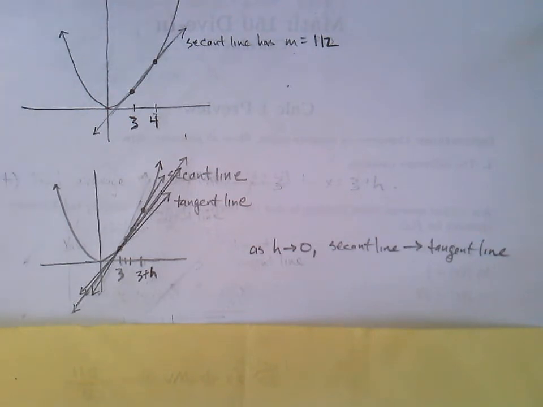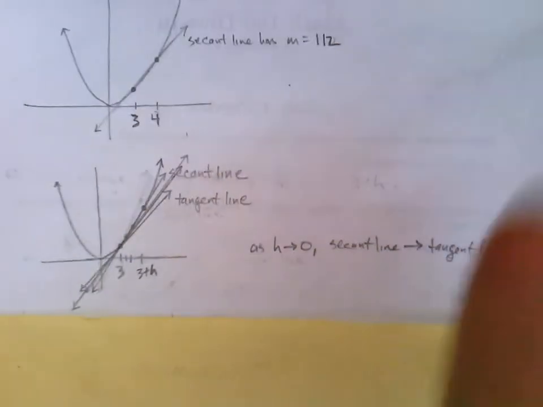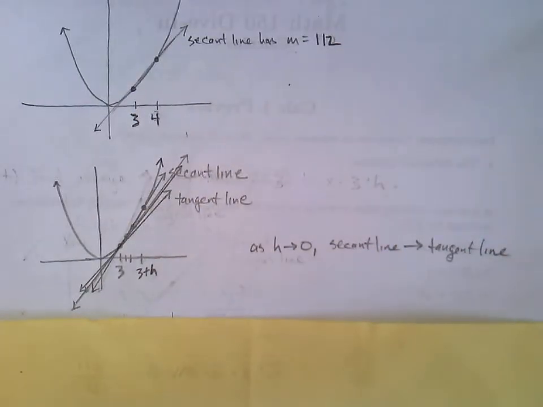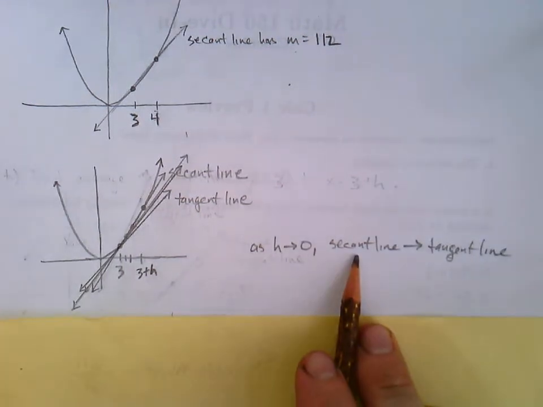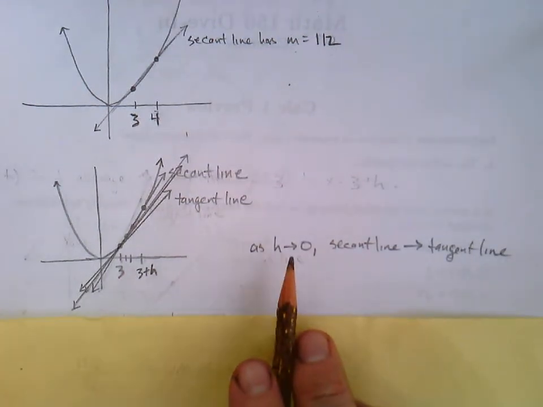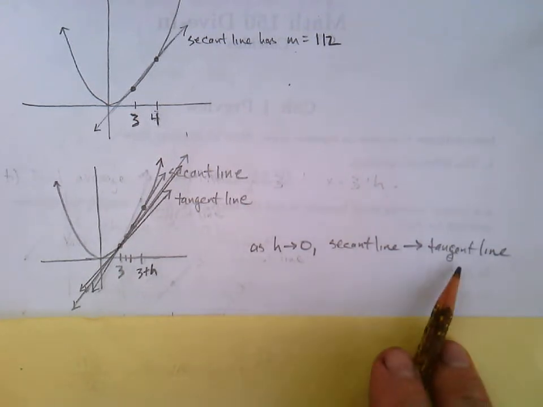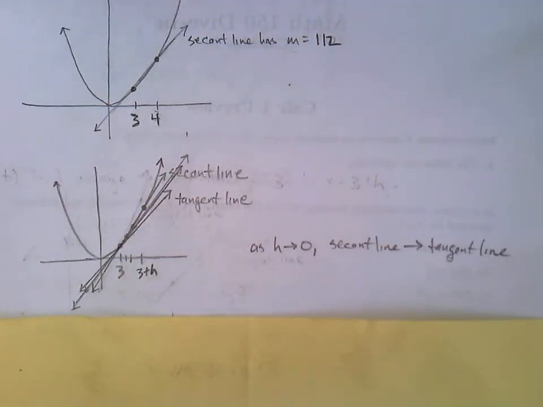Okay. So what does that mean as far as our calculations go? It turns out we can take that same formula that we have for the slope of the secant line and simply apply a limit as h approaches 0, and that will, in the end, get us the tangent line. Here's what I mean.